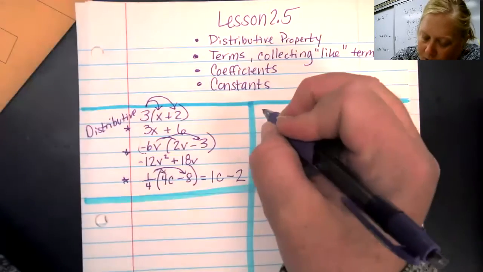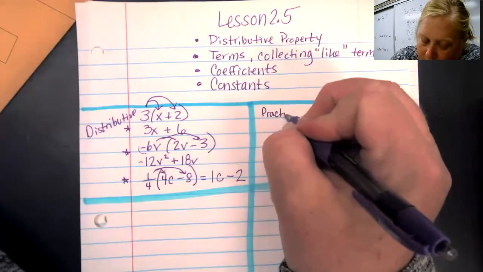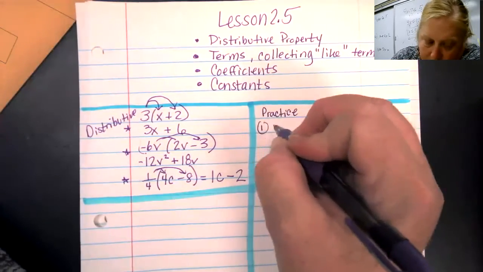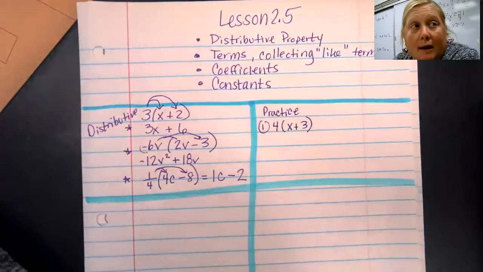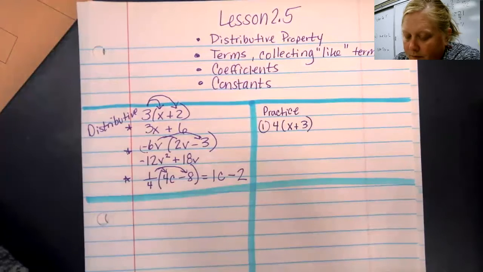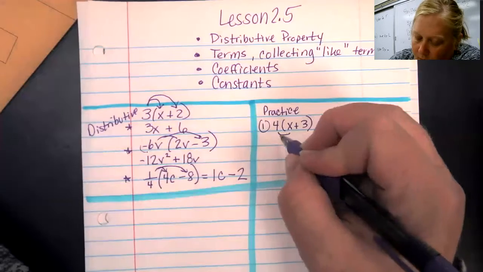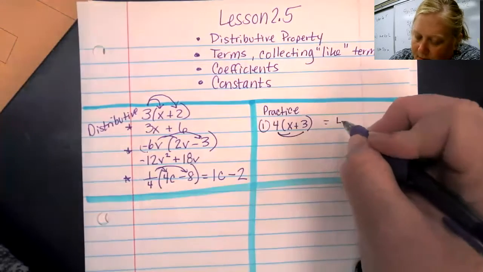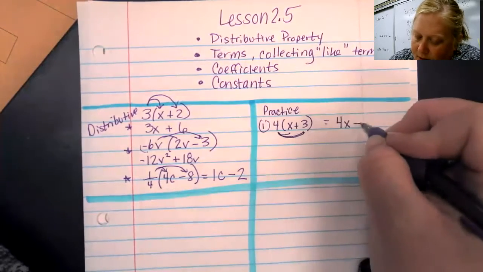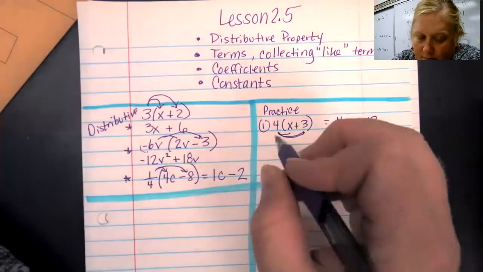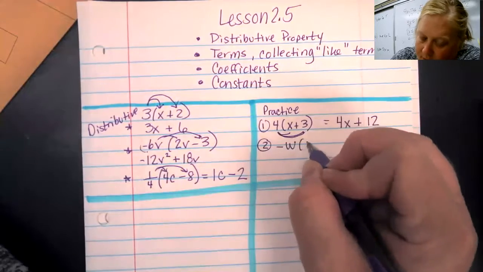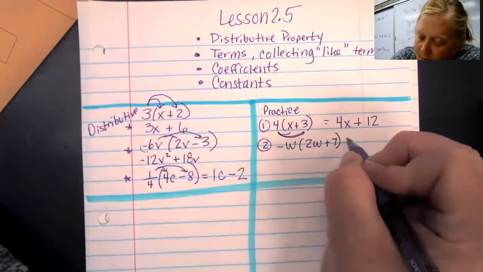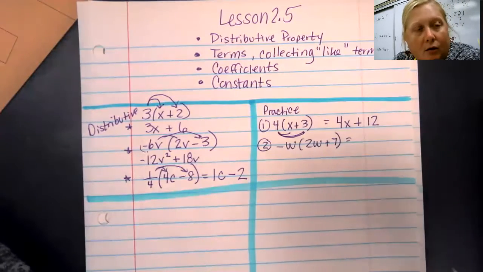All right, now it's your turn to practice. This is the point where you'd want to stop the video. Okay? Hopefully you got 4 times x is 4x, and 4 times 3 is a positive 12. All right, number 2. Negative w times w plus 7. Again, try to do it on your own. Stop the video and try it.